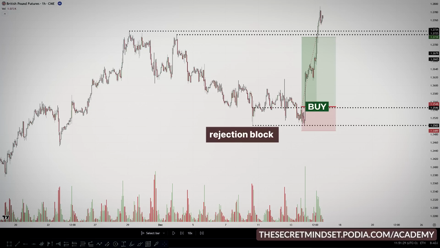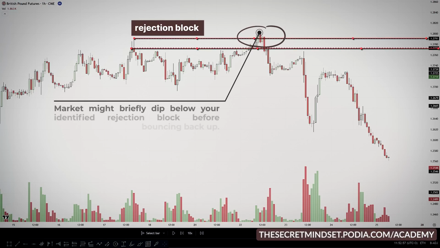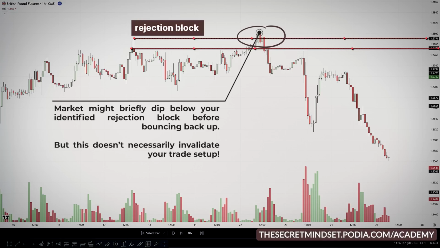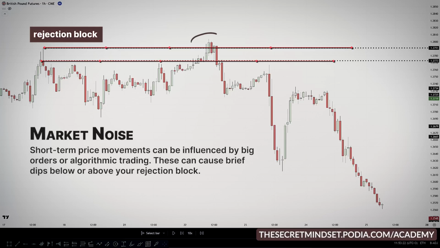Now, when trading rejection blocks, you need to know that price movements aren't always perfect. Sometimes the market might briefly dip below your identified rejection block before bouncing back up, but this doesn't necessarily invalidate your trade setup. Market noise is a major factor for this. Short-term price movements can be influenced by big orders or algorithmic trading. These can cause brief dips below your rejection block.